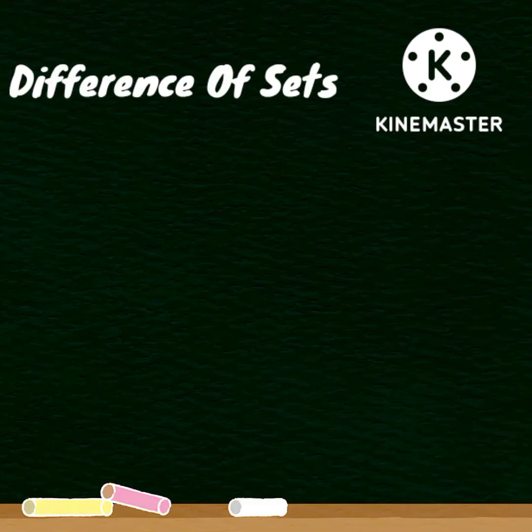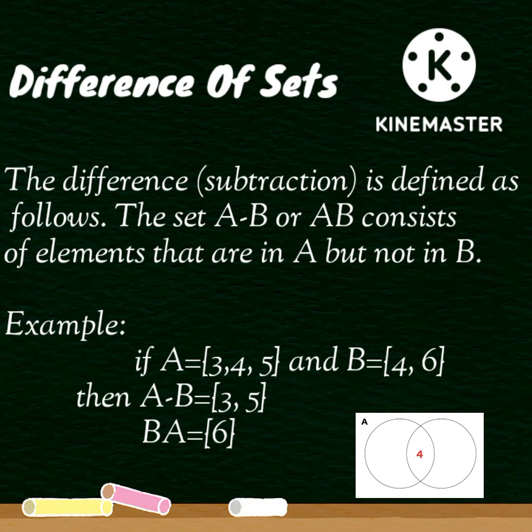Difference of sets. The difference or subtraction is defined as follows. The set A minus B consists of elements that are in A but not in B. We must know first who comes first in the question, A or B or C. So in our given example, for set A we have 3, 4, 5, and set B we have 4 and 6. So if we look for A minus B, or their difference, the answer is 3 and 5. If they are common, we remove them. So what is left is 3 and 5.